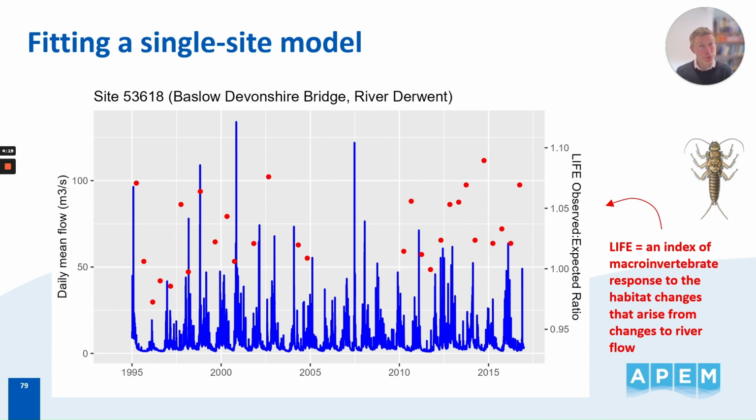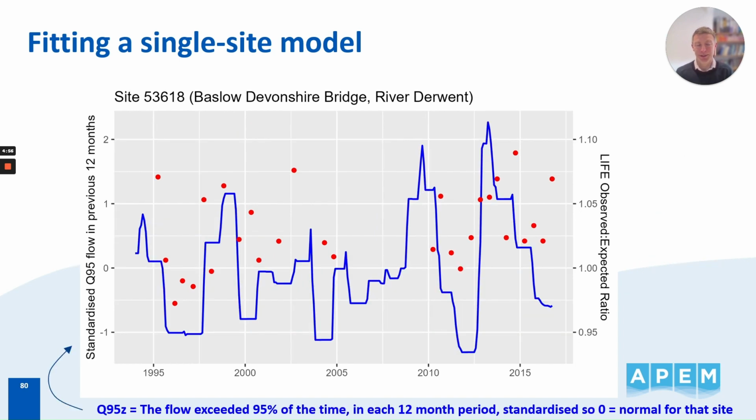Not only do we have the red points on the time series plot, but we also have some hydrological information. So here we've got daily mean flows from a nearby gauging station. So we have both ecological and hydrological information on the same graph. And what we're interested in trying to assess is whether there's any association or correlation or relationship between the flows and the invertebrate LIFE O/E ratios. But when you plot up the data in this way, it's really quite difficult to just eyeball it and determine whether or not there are any relationships there.